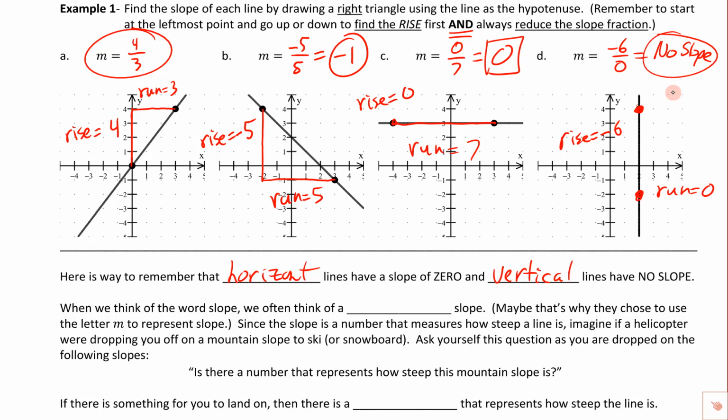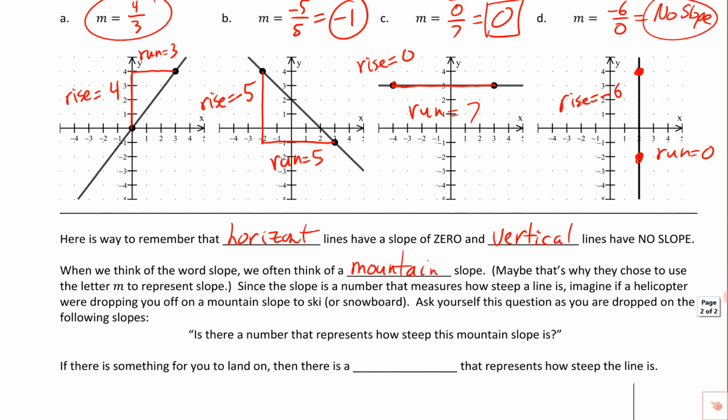So a way that you can remember this is when we think of the word slope, we often think of a mountain slope. In fact, that may be why they called it or used an M to represent the slope. In fact, some of the best guesses are that it comes from a French word montir, which stands for mountain.